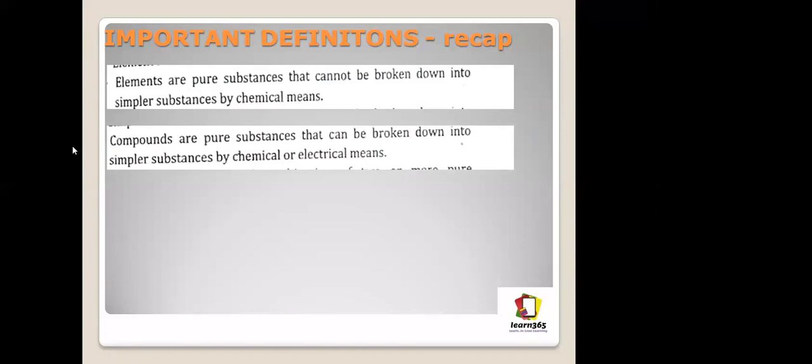The second one is compounds. What are compounds? Can someone read it? You can read what's displayed here. Compounds are pure substances that can be broken down into simpler substances by chemical or electrical means. Yes, we've been learning from various examples that compounds are pure substances that can be broken down into simpler substances by either chemical or electrical means. Okay, so pure substances are divided into two types: elements and compounds.